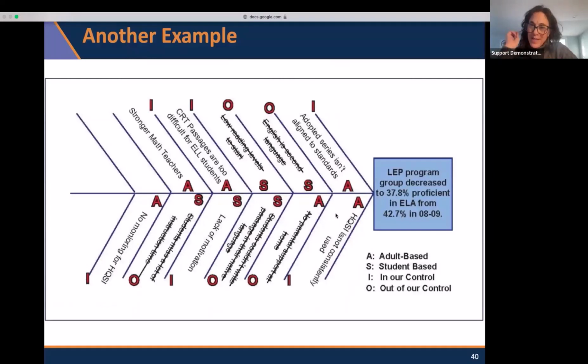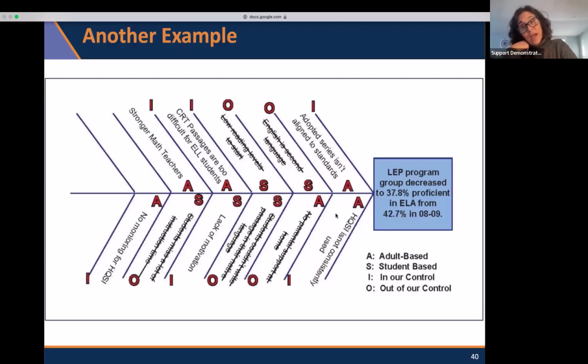So this is just another example. The problem here was that the LEP program proficiency decreased. And the way they set this up is different. They set up their categories with adult-based causes, student-based causes, things that are in our control and things that are out of our control. So this is sort of like a mini fishbone.